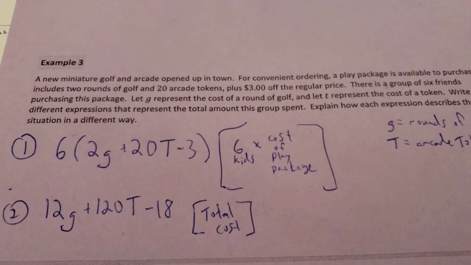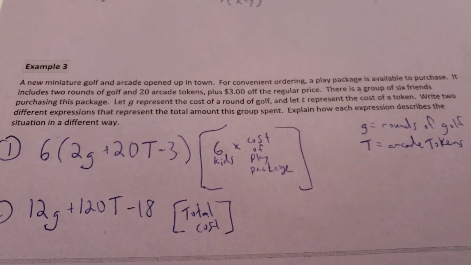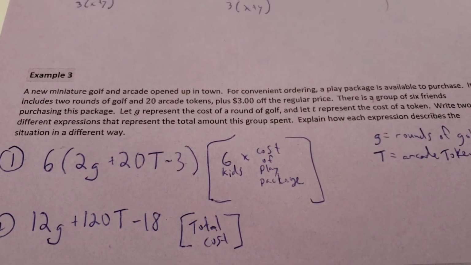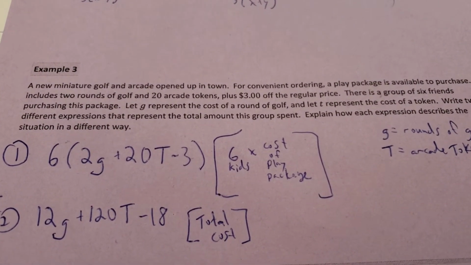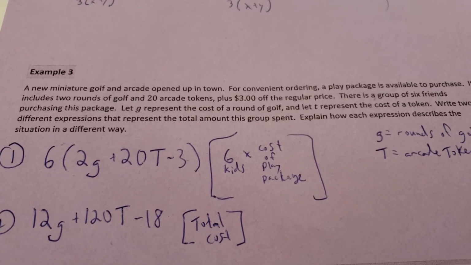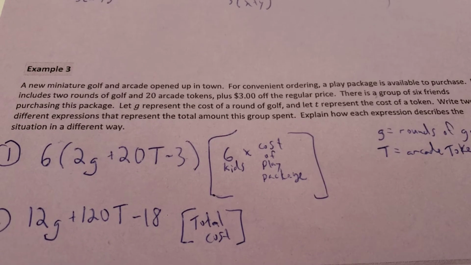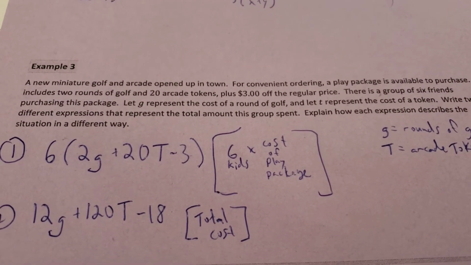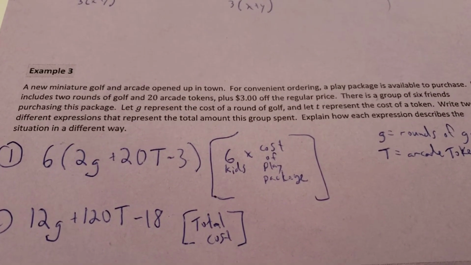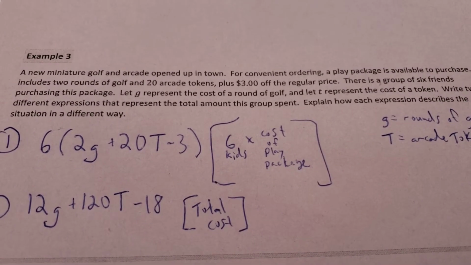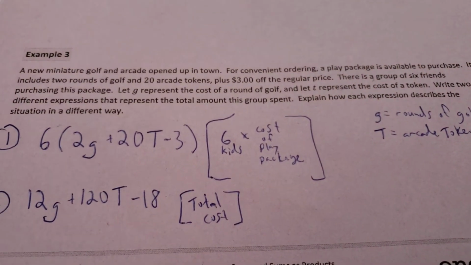It says a new miniature golf and arcade opened up in town. For convenient ordering, a play package is available to purchase. It includes 2 rounds of golf and 20 arcade tokens, plus $3 off the regular price. There's a group of 6 friends purchasing this package. Let G represent the cost of a round of golf, and let T represent the cost of a token. Write 2 different expressions that represent the total amount this group spent. Explain how each expression describes the situation in a different way.